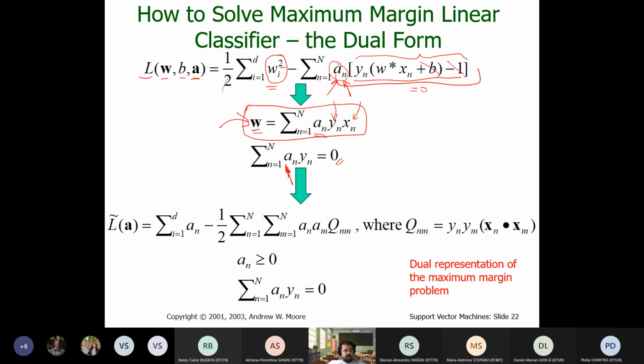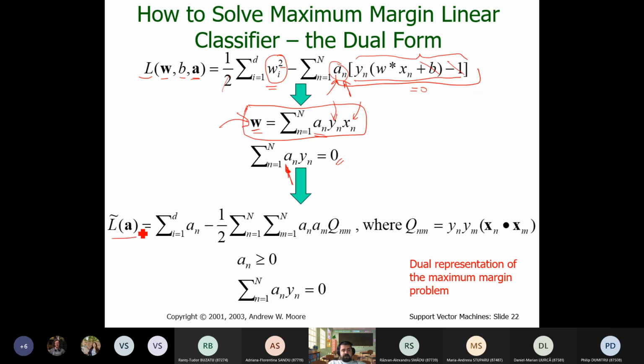Now, we also define the dual form of the loss. We won't be using it. I'm not telling you how it's obtained. Again, if you want to find out, take a look in Bishop.